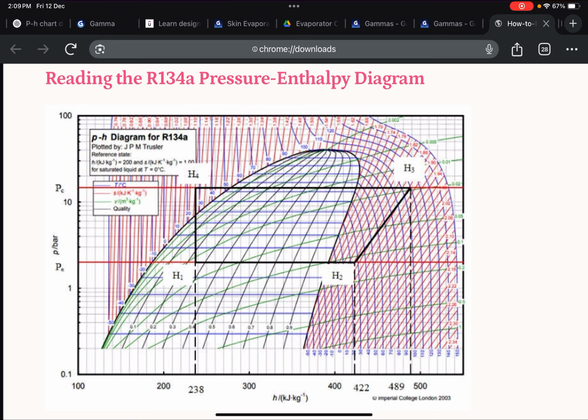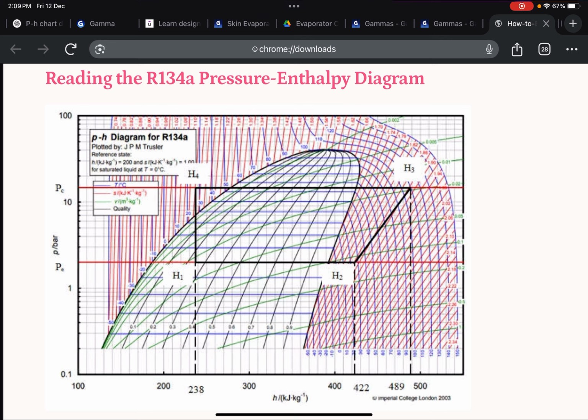It's simple because you see over here that it has only two axes. The x-axis is the specific enthalpy, denoted by H, and the unit is kilojoules per kg. So this is basically the energy contained. On this pH chart of R134A refrigerant, you have values like 100, 200, 300, 400, 500. They are the specific enthalpy values.